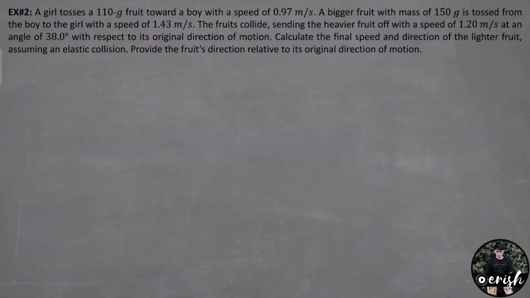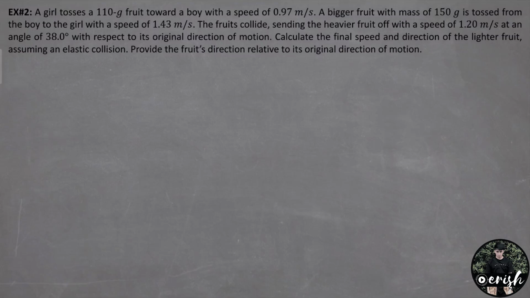Example number 2. A girl tosses a 110-gram fruit toward a boy with a speed of 0.97 meters per second. A bigger fruit with mass of 150 kilograms is tossed from the boy to the girl with a speed of 1.43 meters per second. The fruits collide, sending the heavier fruit off with a speed of 1.2 meters per second at an angle of 38 degrees with respect to its original direction of motion. Calculate the final speed and direction of the lighter fruit assuming an elastic collision. Provide the fruit's direction relative to its original direction of motion.